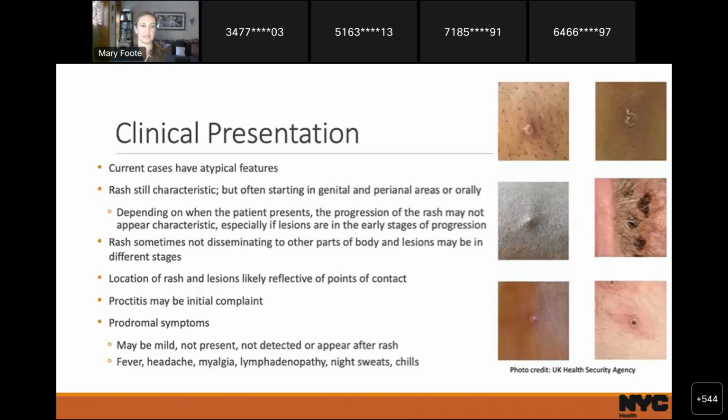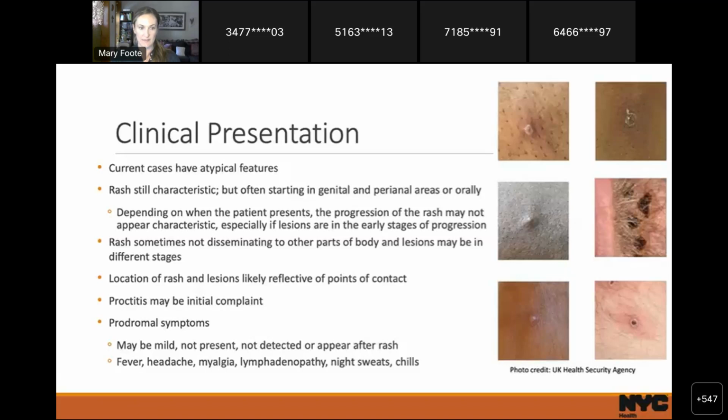So with the current cases, we are seeing mostly typical rashes, but there are some atypical features to talk about. Instead of starting more up top, as they traditionally did, many have been starting in, and initially presenting in, genital or perianal areas and orally. And depending on when the patient presents, the progression of the rash may not appear characteristic, especially during early stages of progression. So it's important to have your clinical spidey sense up when evaluating rashes.